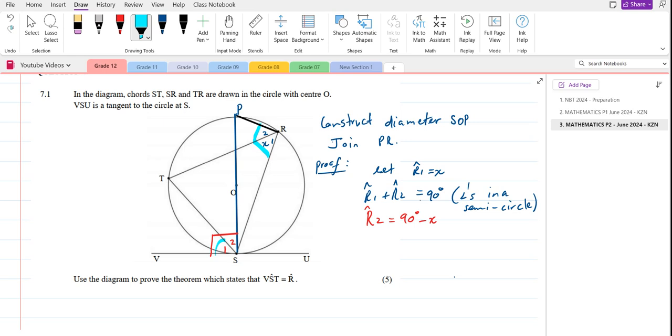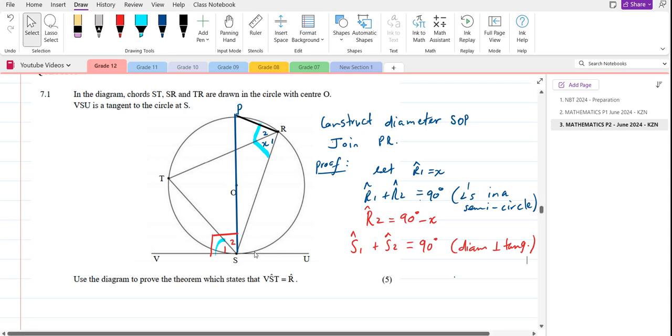So we can say angle S1 plus angle S2 is equal to 90 degrees because we have diameter perpendicular to tangent. Alright, so now how do we solve this?